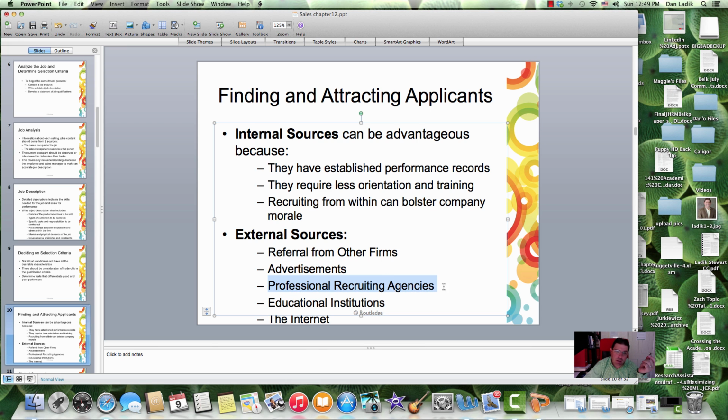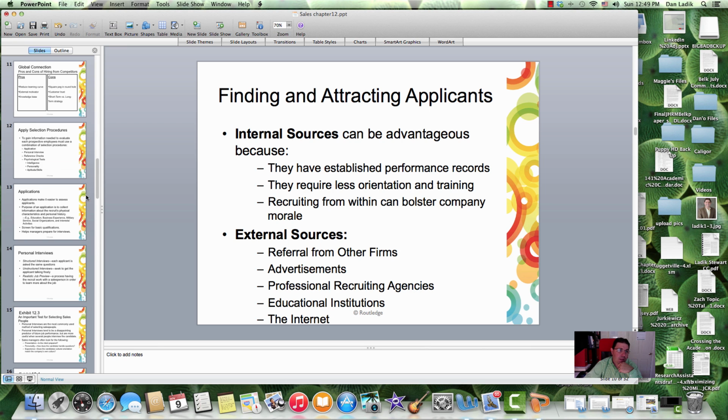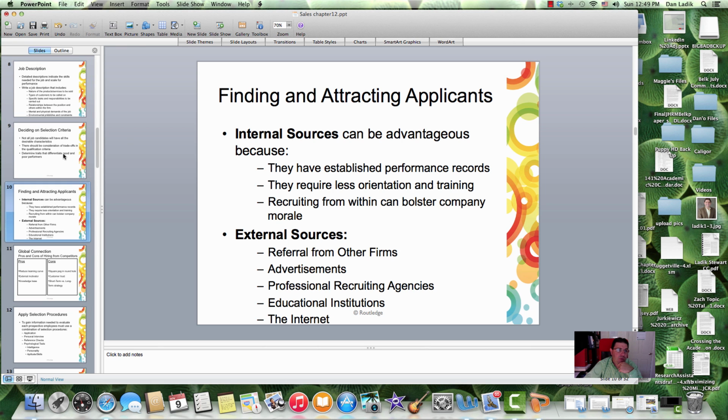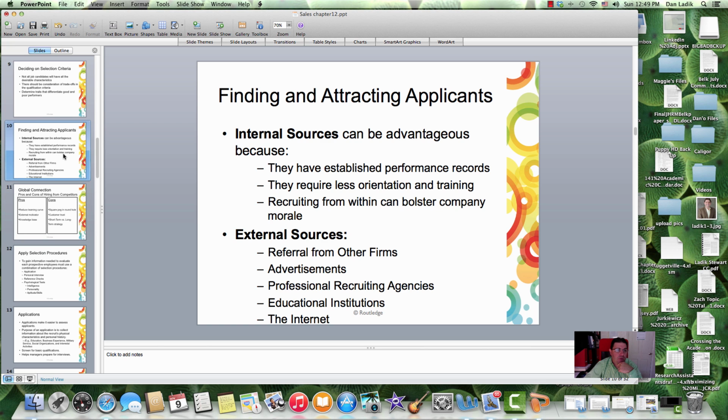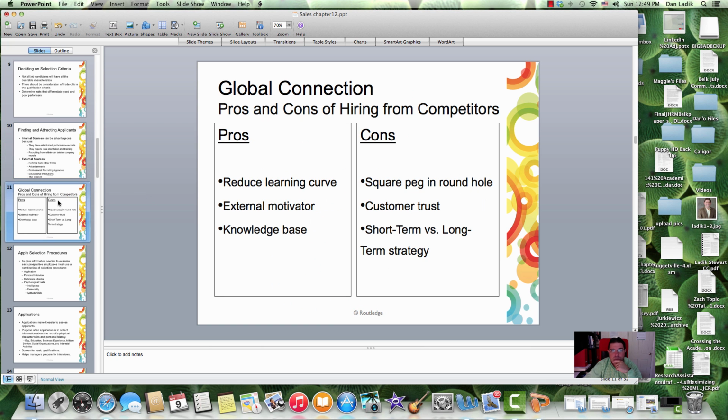There's the headhunters right there. We can go to educational institutions like Seton Hall. And we can always go to LinkedIn, which is the internet, Indeed, and those kind of things. External sources tend to take longer. And it may be the case that you don't have an internal candidate, so you need to go to the external source.